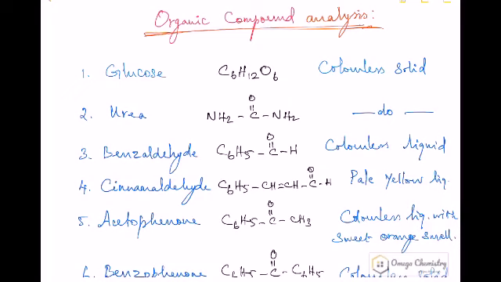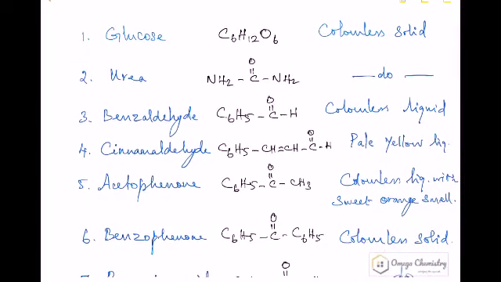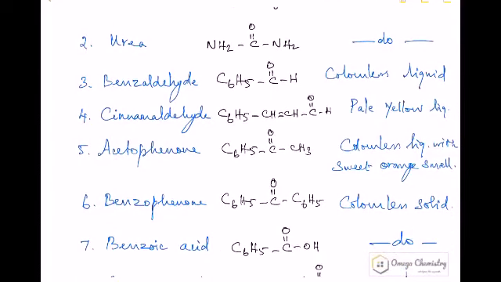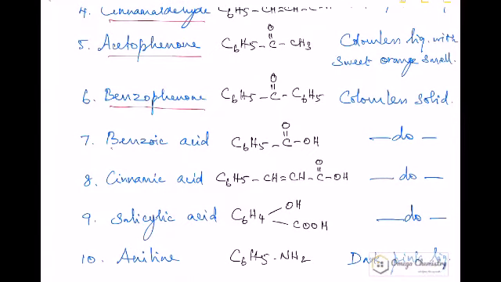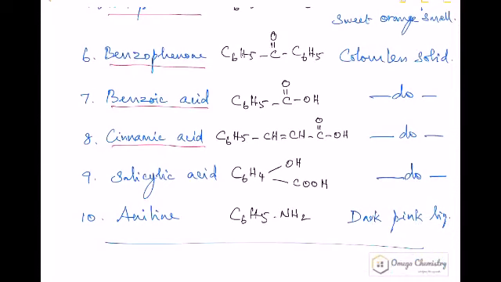So these are the 10 organic salts that can be given. Glucose is a colorless solid. Urea is also a colorless solid. Whereas benzaldehyde is a colorless liquid. Cinnamaldehyde is a pale yellow liquid. Acetophenone is a colorless liquid with a sweet orange smell. And benzophenone is a colorless solid. Benzoic acid is also a colorless solid. Cinnamic acid is also a colorless solid, and salicylic acid is also a colorless solid. Whereas aniline is a dark pink liquid.